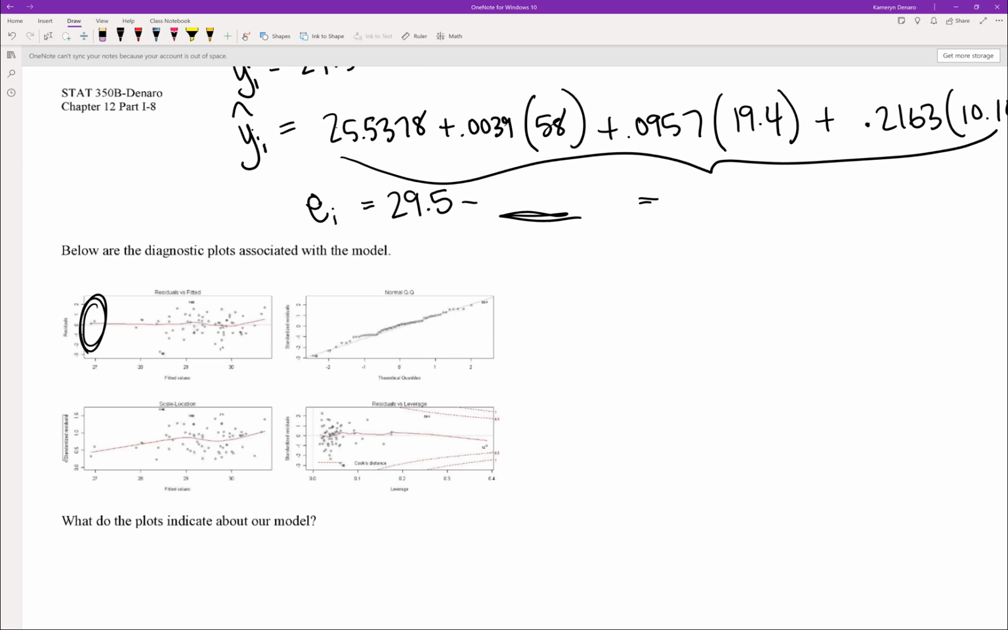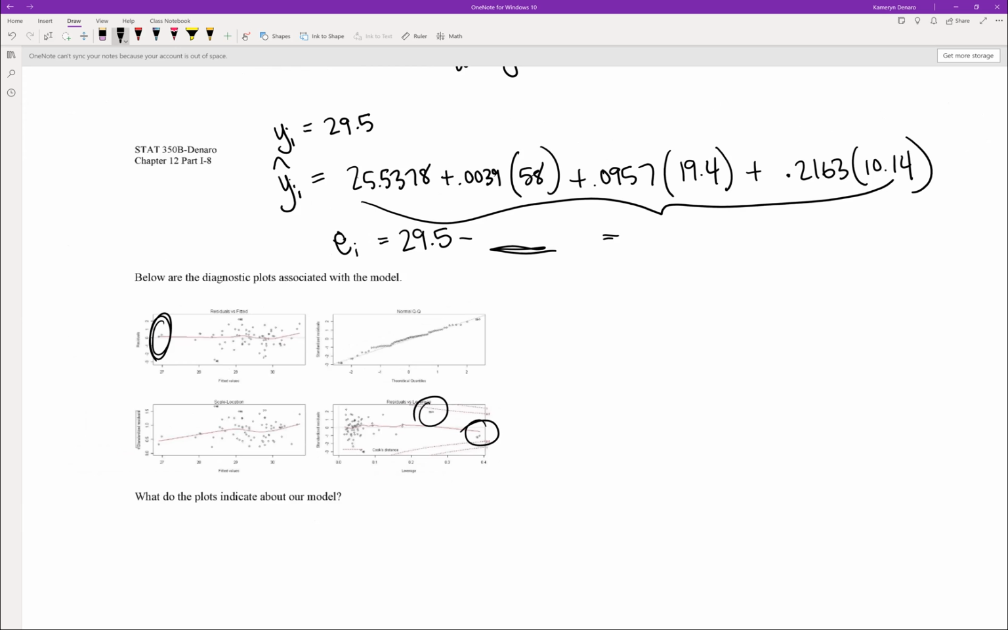Our normal QQ plot looks okay. Those points lie pretty close to a line. But in residuals versus leverage, we see a couple of points with very high leverage, which might be affecting our prediction model. Those are the pieces we should consider when we look at this.